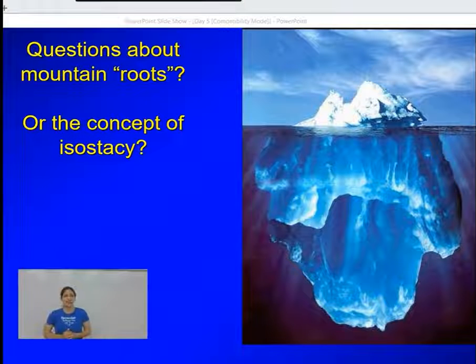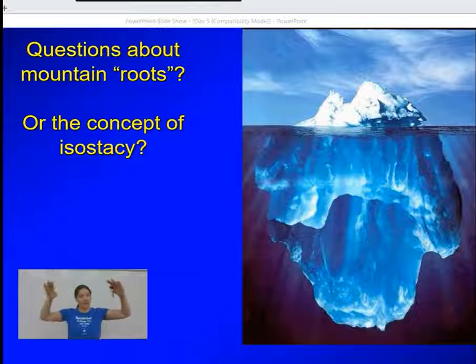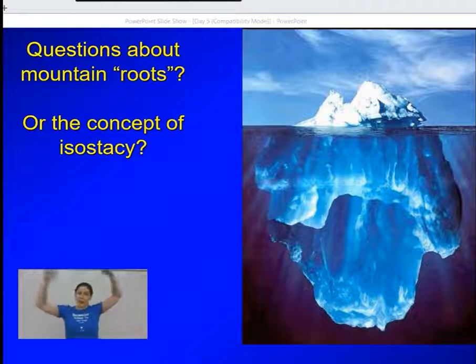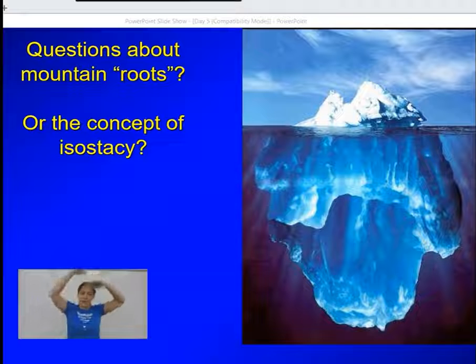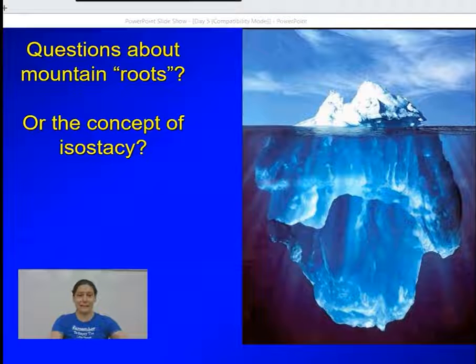So we talked last time about how mountains have roots. I know you can't really respond to me, but if there are still questions about what a mountain root is and how as the mountain gets taller, the root gets deeper. As you add weight to the continent and make it taller, it again balances out by getting deeper. If you remove the things from the top, it floats up. This is that whole concept of isostasy.